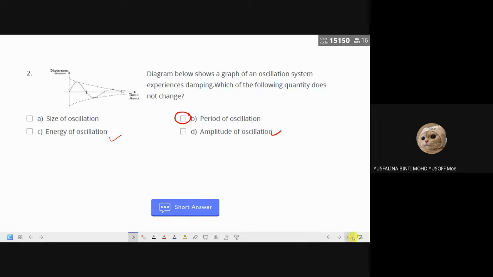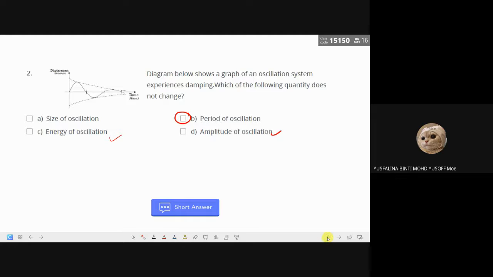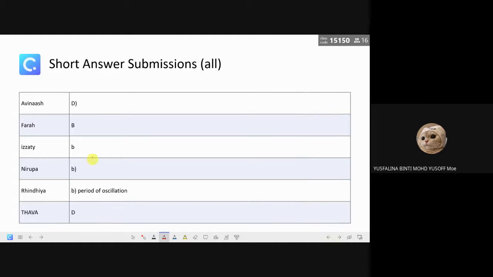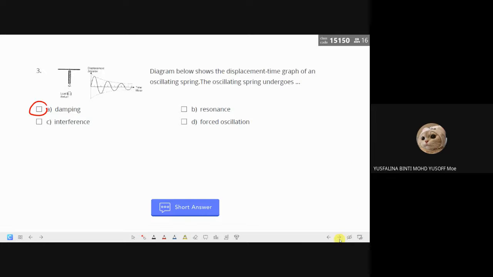So let's check your answers. D, amplitude does not change. But the amplitude changes, right? You can see the size of the crest here is decreasing. So the answer is B. Tava, the answer is B actually. The period and the frequency. C, amplitude. The amplitude changes, right? So the answer should be period or frequency. Okay, this one is ready to answer.